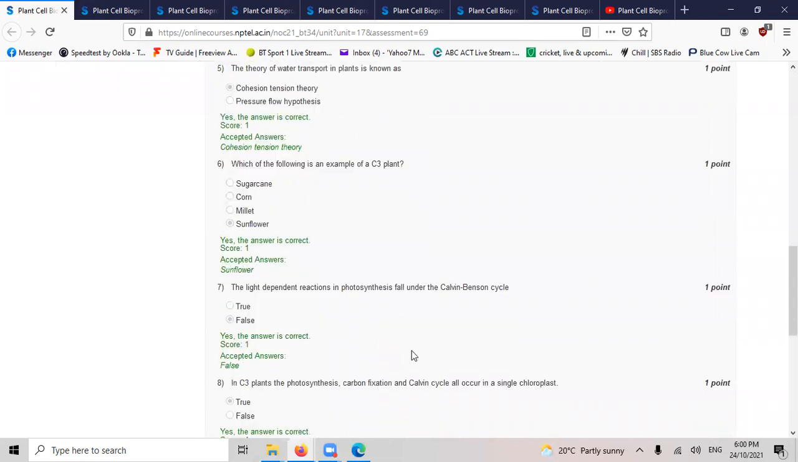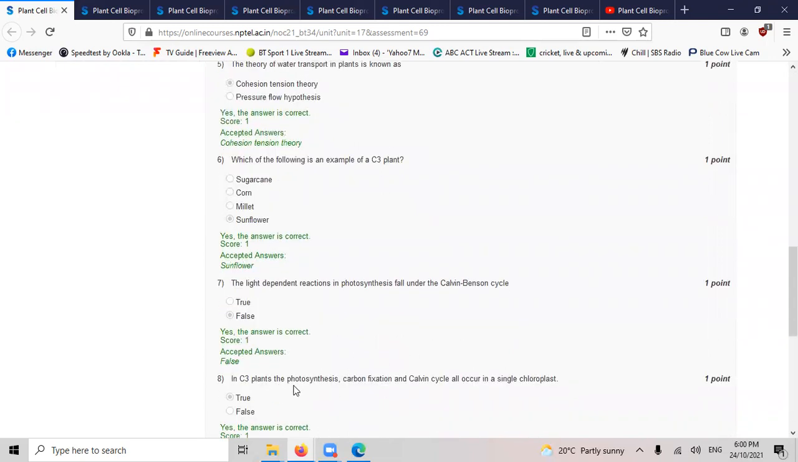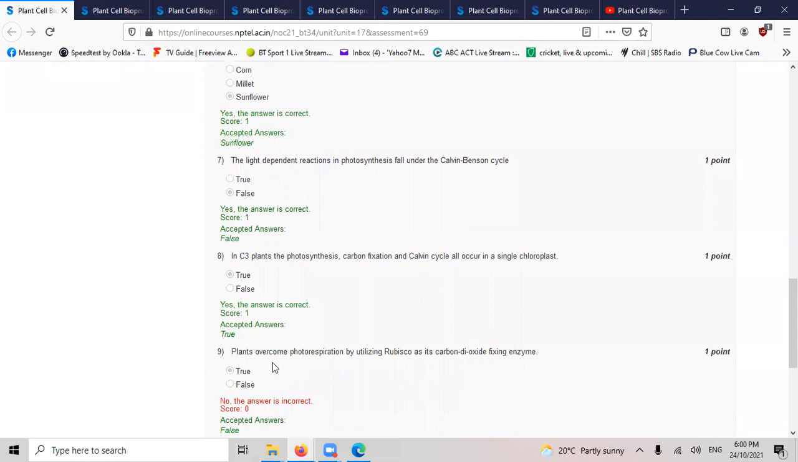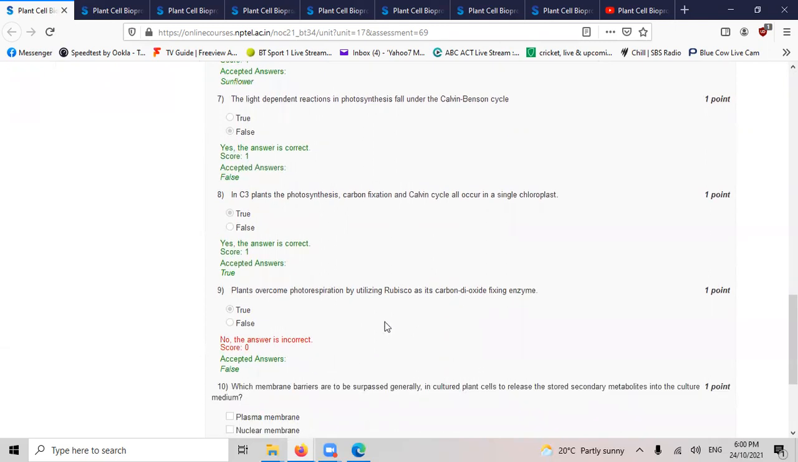The light-dependent reactions in photosynthesis fall under the Calvin-Benson cycle. False. In C3 plants, photosynthesis, carbon fixation, and Calvin cycle occur in a single cell. They do. Is that it? It is true. Plants overcome photorespiration by utilizing rubisco as its carbon dioxide fixing enzyme. False. We'll use something else as well.